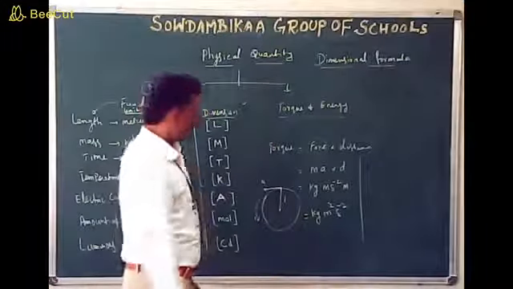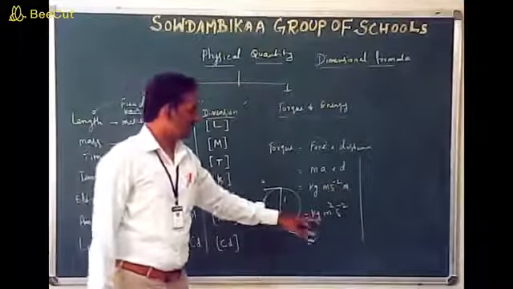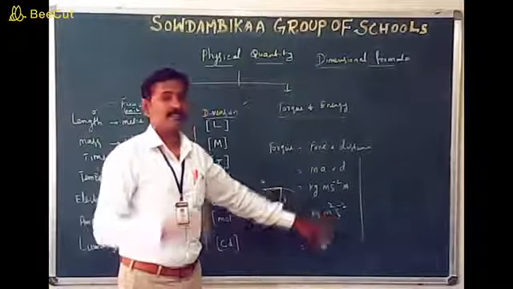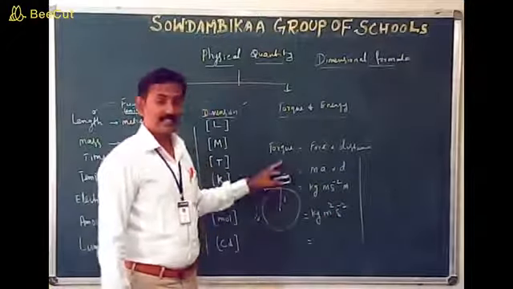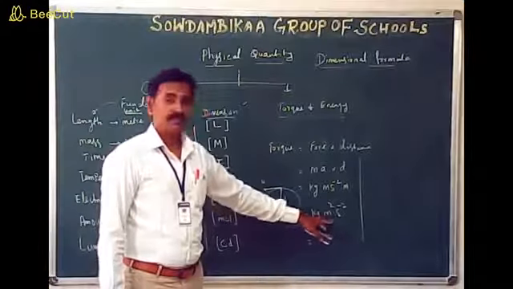Then fundamental units. Now it is converted into the fundamental units. Kilogram is a fundamental unit. Meter is also fundamental. Second is also fundamental. The derived quantities are written in terms of fundamental quantities.